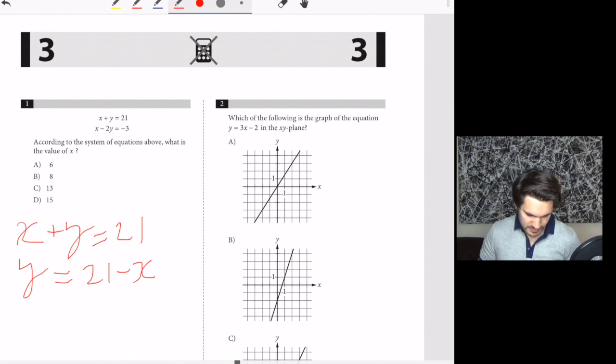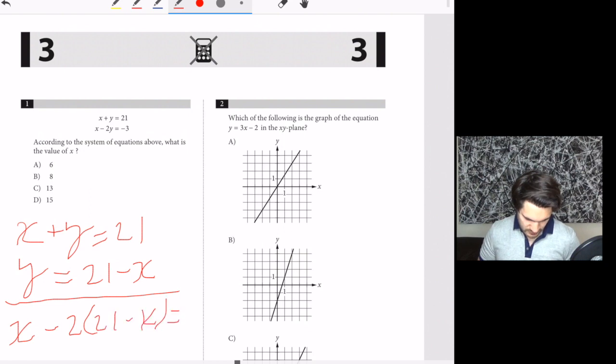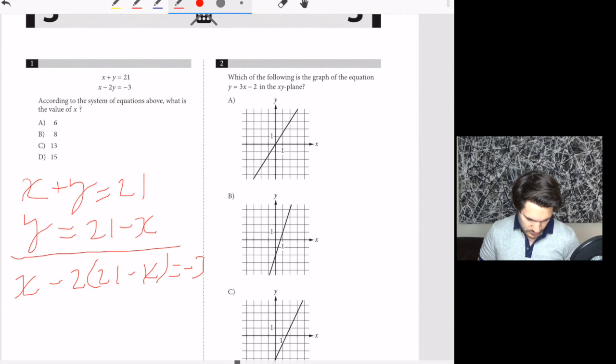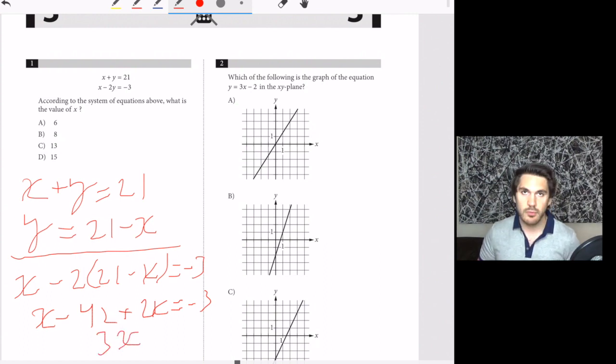The second equation is x minus 2y equals negative 3. So we'll replace y with 21 minus x. We'll get x minus 2 times (21 minus x) equals negative 3. So x minus 42 plus 2x equals negative 3. Then we combine terms. We'll get 3x, shift the 42 over to the other side, equals 39. So x equals 13.